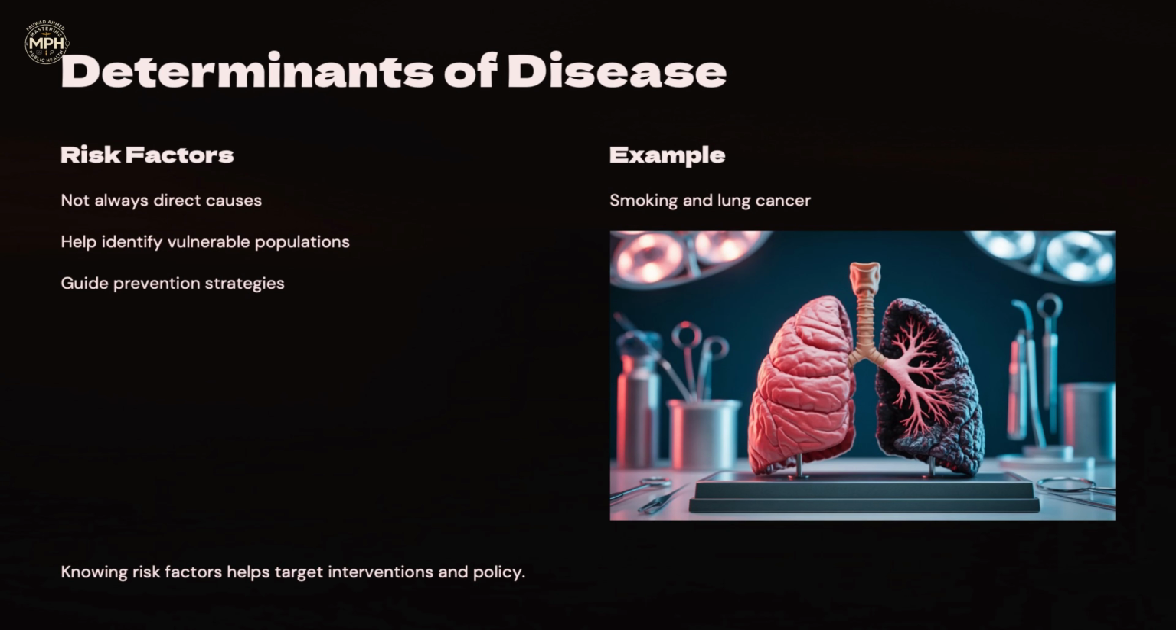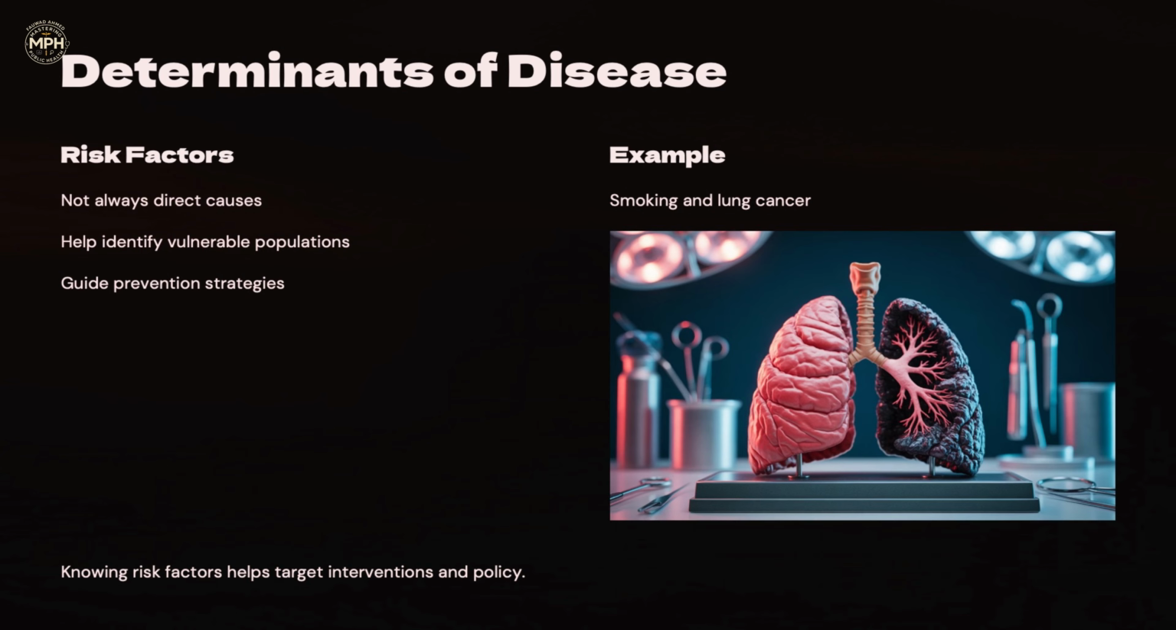Determinants of disease. Once we understand the who, when, and where, we then ask the crucial question: why? This information on disease distribution gives us clues about the determinants of disease. Epidemiologists often look for risk factors rather than single causes, especially for complex conditions. For example, smoking is a well-known risk factor for lung cancer. Studying these patterns helps us infer potential determinants and decide what to study next, guiding where we target public health interventions and policies.